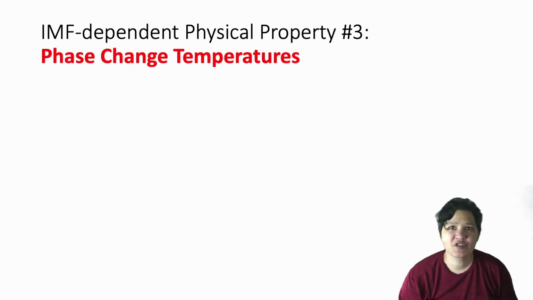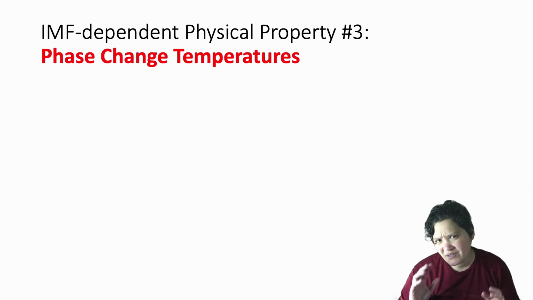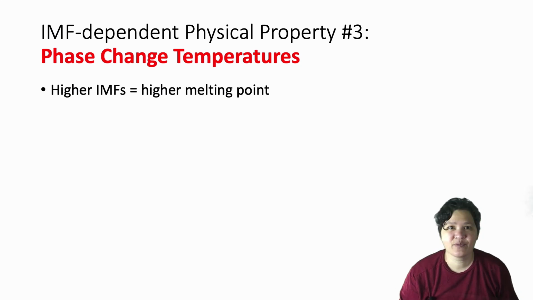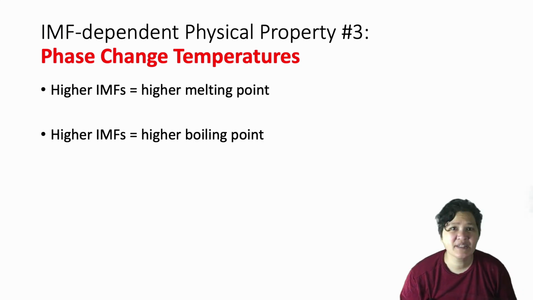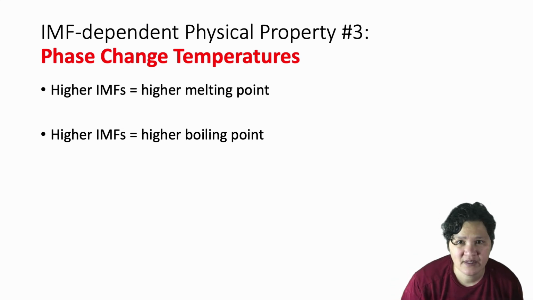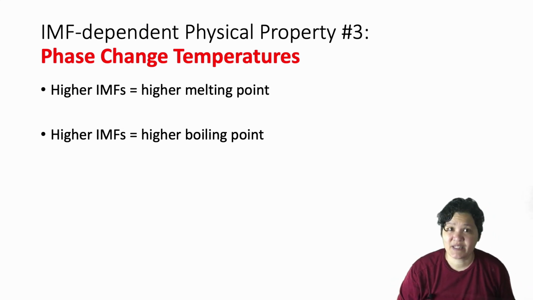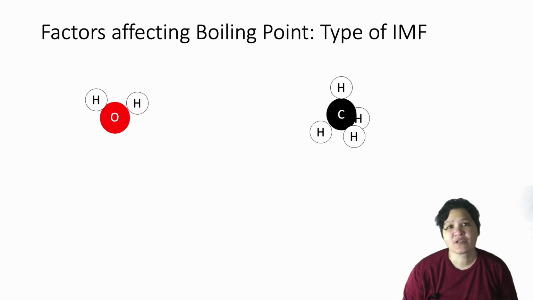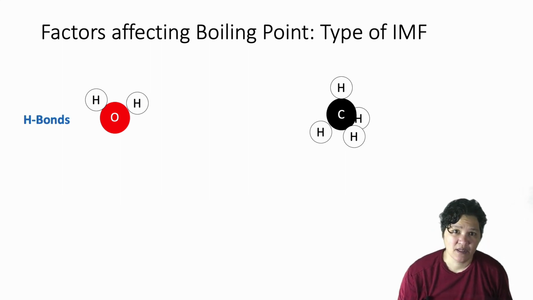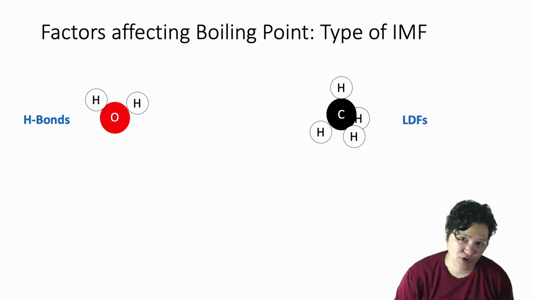So the third physical property we're going to talk about is boiling points. Although this sort of stuff is applicable for all phase changes. Basically, the stronger your intermolecular forces, the higher your melting point. The stronger your intermolecular forces, the higher your boiling point. Now we're going to talk about three aspects of how intermolecular forces affect boiling point. First, the type of intermolecular force you have is going to affect the boiling point. Here we have water, which is hydrogen bonds, and methane, which only has London dispersion forces.